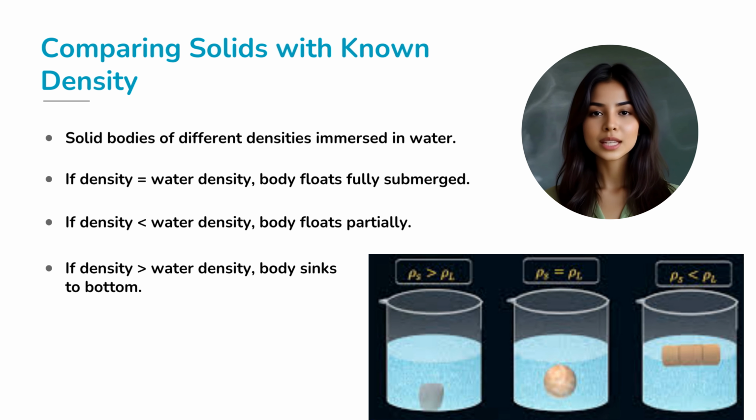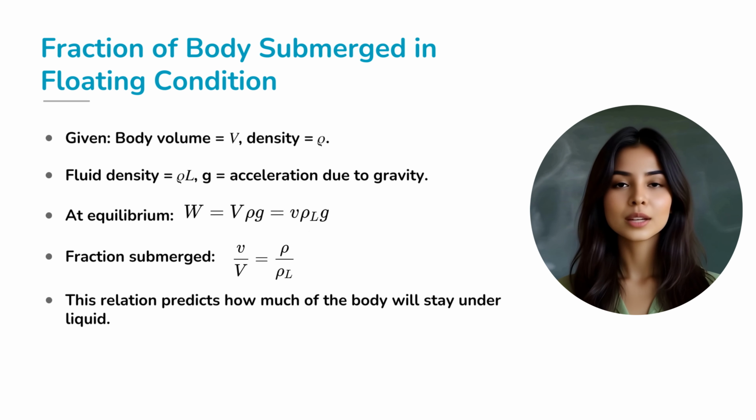Next experiment, take a few solid bodies whose densities are already known. If density equals that of water, the body floats but stays fully submerged. If density is less than water, it floats partially. And if density is more than water, it sinks. This clearly shows how the relationship between density of a body and density of the liquid decides its fate, floating or sinking. Now let's derive a useful formula, the fraction of the body that remains submerged when it floats.